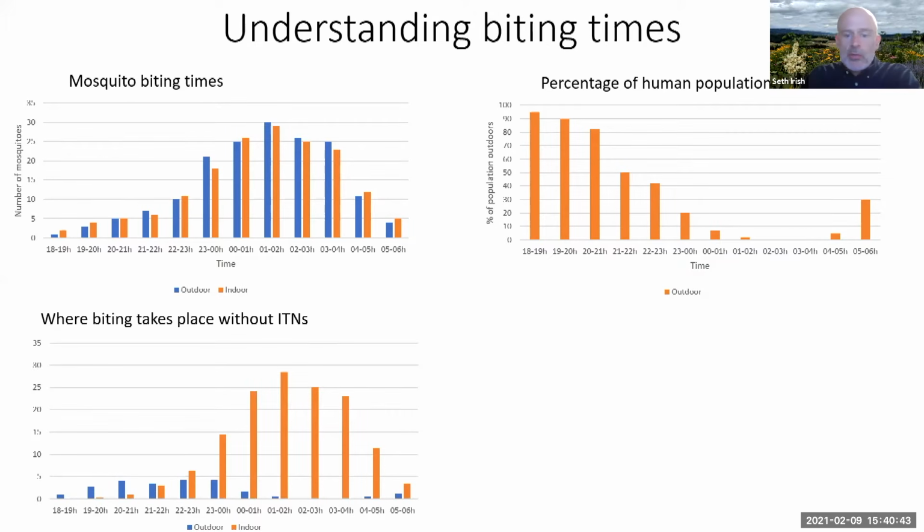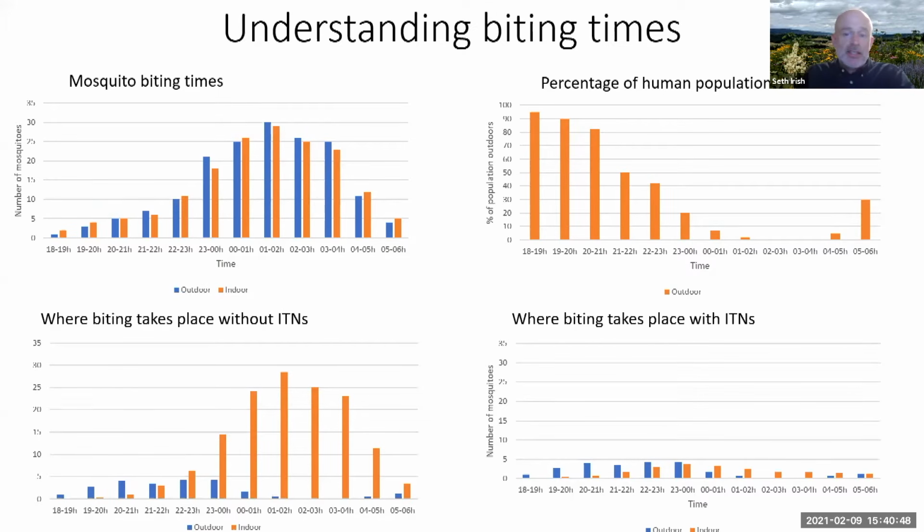And so you might use this information to see what would happen if you used ITNs. If you imagine that insecticide treated nets reduce most of the biting that takes place by mosquitoes, then you can really reduce the amount of biting that takes place indoors late at night. And so here you can see that actually using ITNs would substantially reduce your exposure to mosquito bites.